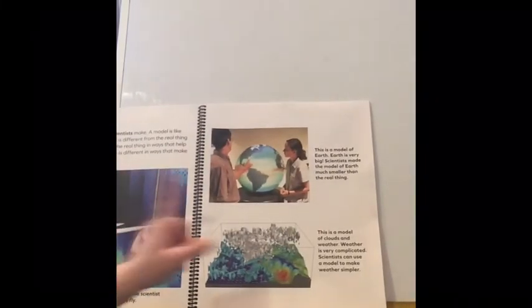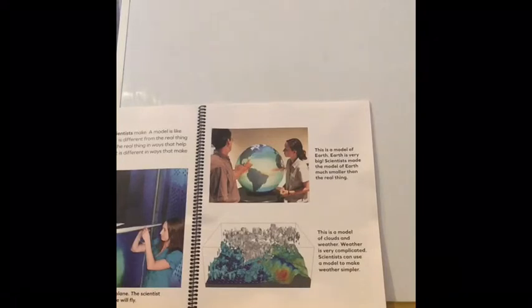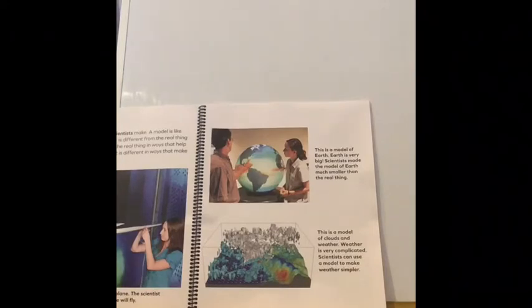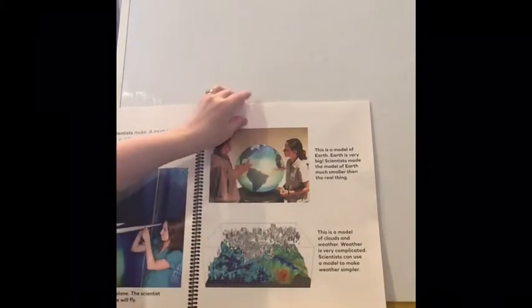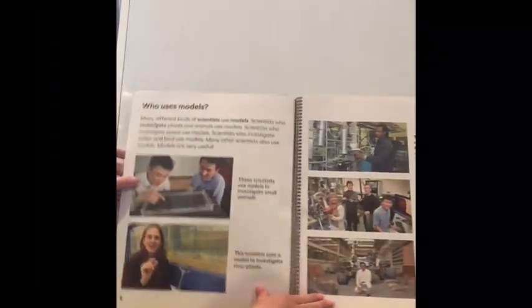This over here is a model of Earth. Earth is very big. Scientists made the model of Earth much smaller than the real thing. This is a model of clouds and weather. Weather is very complicated. Scientists can use a model to make weather simpler. You can see the clouds and the rain and the water and all of those things in that model.